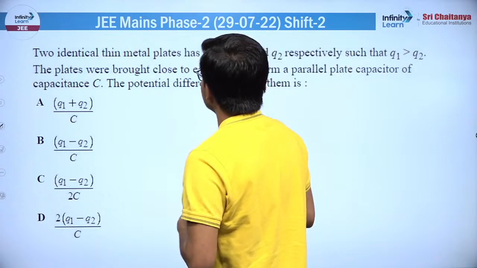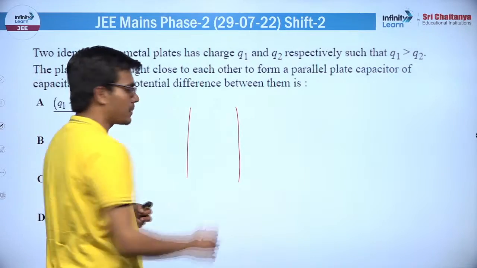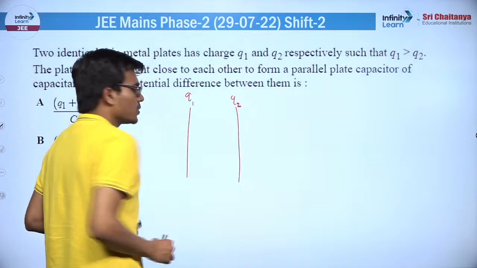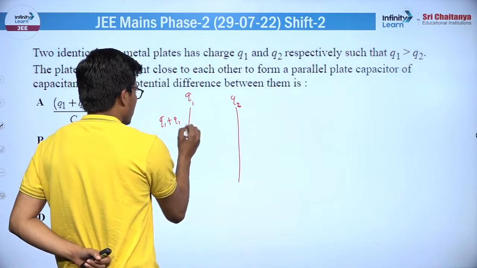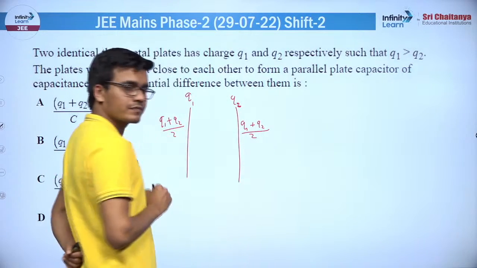So two identical thin metal plates having charges Q1 and Q2. So let's say you are having two metal plates, one is having charge Q1 and other one is having charge Q2. You know that distribution of charge placed like the sum of charge by 2 comes the outside, right?